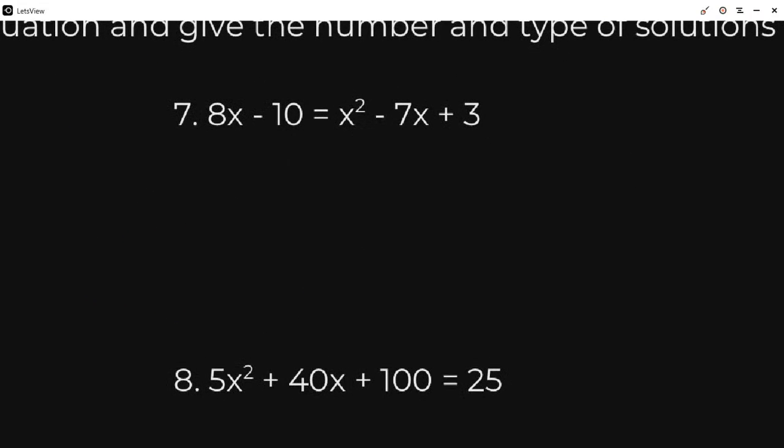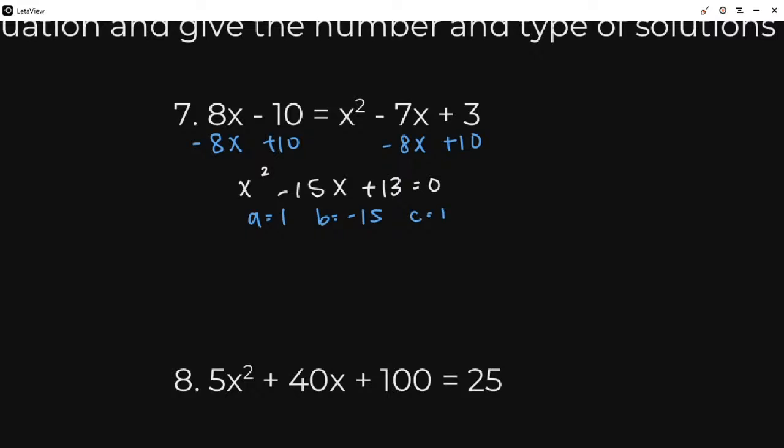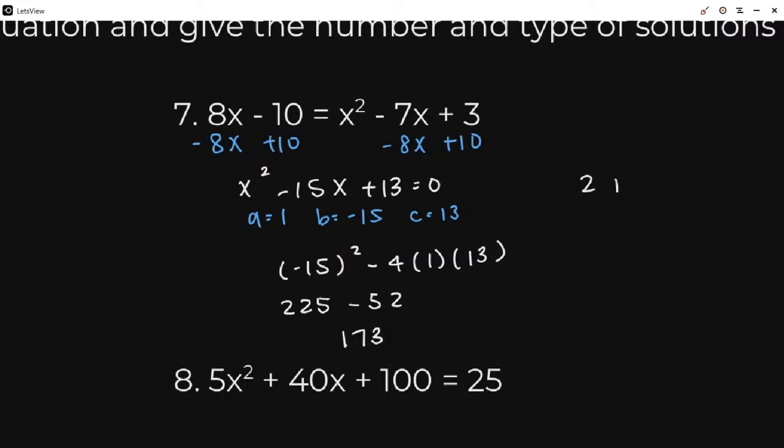Okay, next, we'll have to rewrite this and move everything to one side. So I'm going to move the 8x and add 10. So then we get x squared minus 15x plus 13 equals 0. So a is 1, b is negative 15, and c is 13. So when we plug this in, we get negative 15 squared minus 4 times 1 times 13. So that's 225 minus 52, which is 173. So that means we have 2 real solutions.